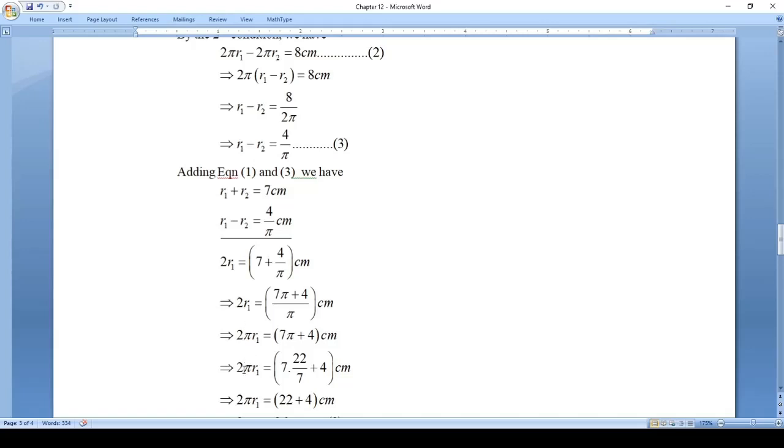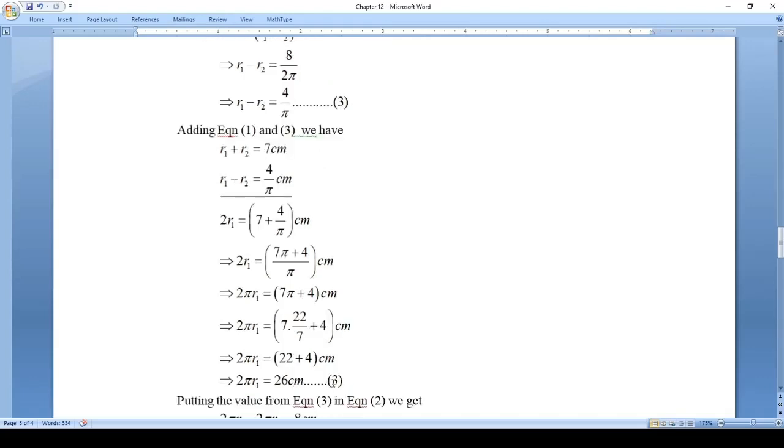Okay, now 2 pi r1 is equal to 7 pi plus 4. What is pi? 22 by 7. Cancelling 7 with 7, you will have only remaining 22 plus 4, which will give us 26 cm. You mark this as equation number 4.